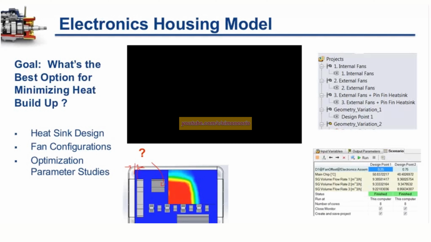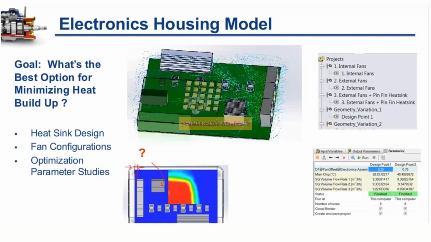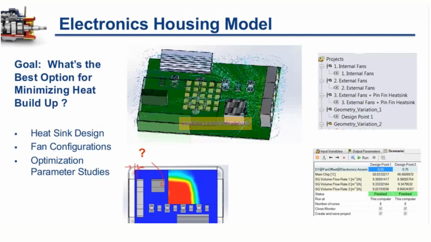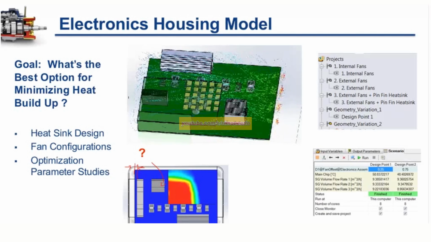And we're going to look at an internal flow model. So we have an electronics enclosure, and a large percentage of flow consumers are doing thermal management for electronics. And we're going to play with two different heat sink configurations, external versus internal fans, and the locations of the fans.